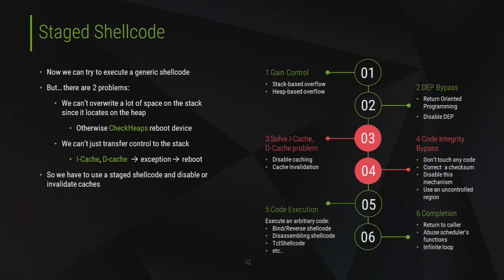Excellent. Now you can try to execute generic shellcode. But for this, you have to solve a couple of problems. As mentioned above, you will most likely be very limited in space on the stack. In addition, most of it is occupied by the ROP chain.